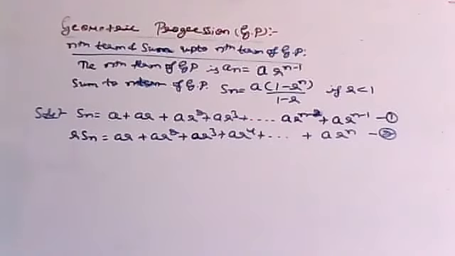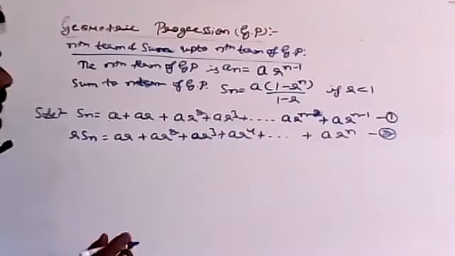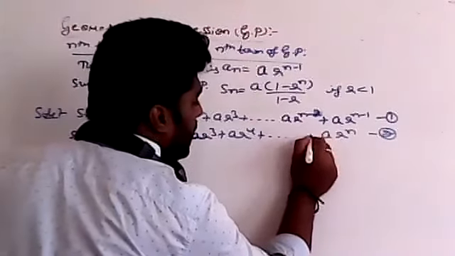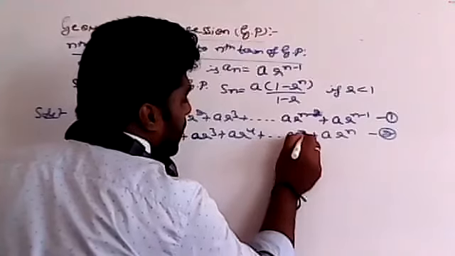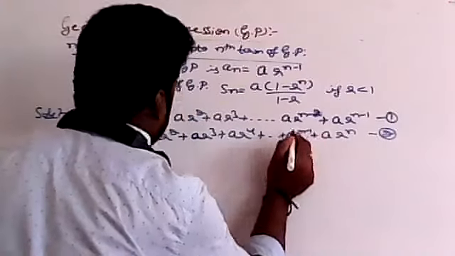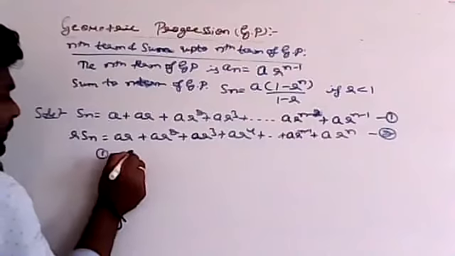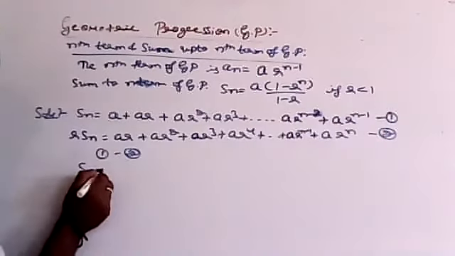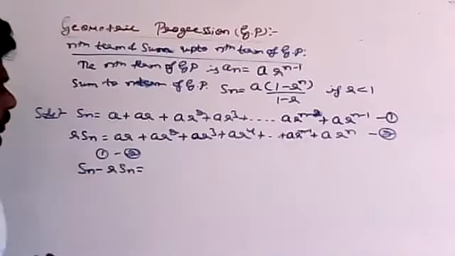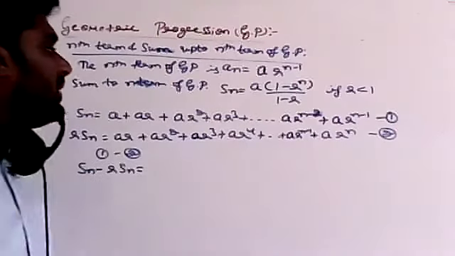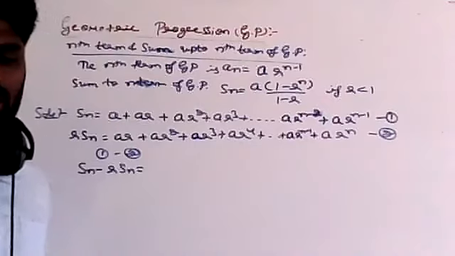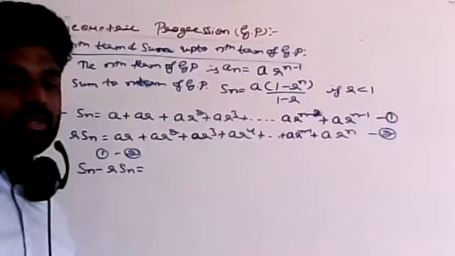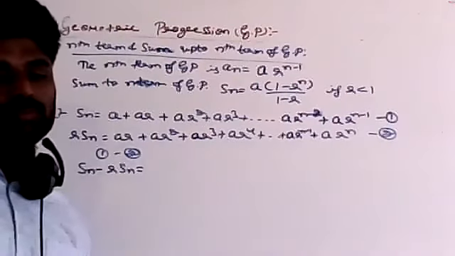Now just take the difference of these. If you want, I will write one more term here, that is ar to the power of n minus 1. Okay, just take 1 minus 2. What do we get if I take 1 minus 2? Sn minus r Sn is equal to, can you tell me what should be the term inside if I subtract 1 minus 2?